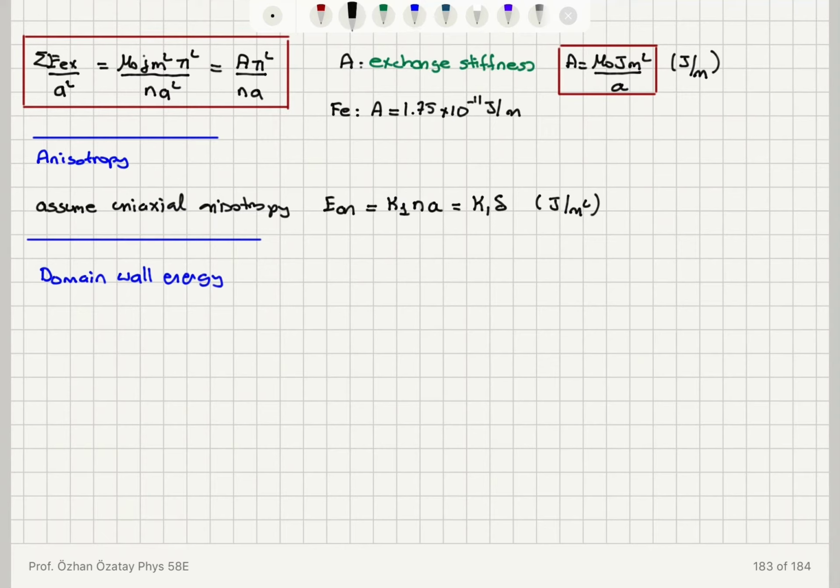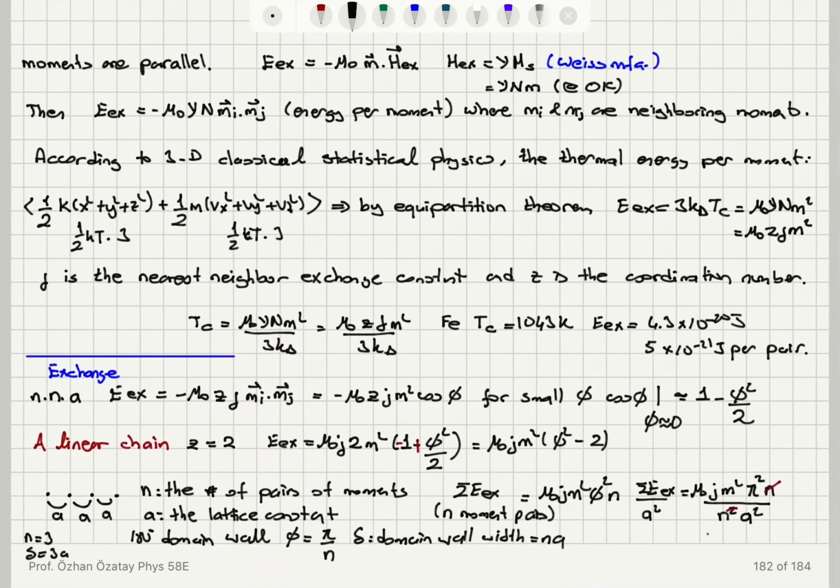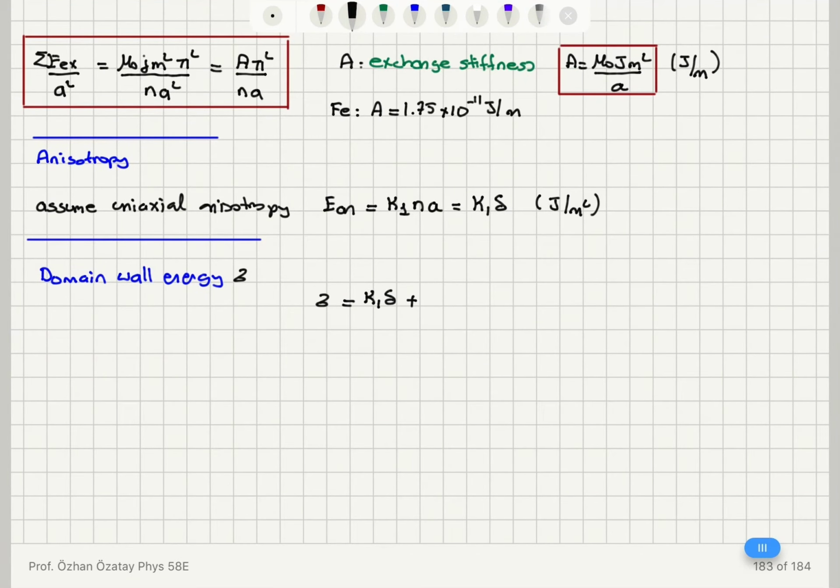And for this one, I'm going to call this domain wall energy sigma. Sigma will be equal to the anisotropy energy per area of the wall, which is K1 times the domain wall width. And then I have the exchange energy per area of the wall, which is exchange stiffness A pi squared over delta, the width of the domain wall.